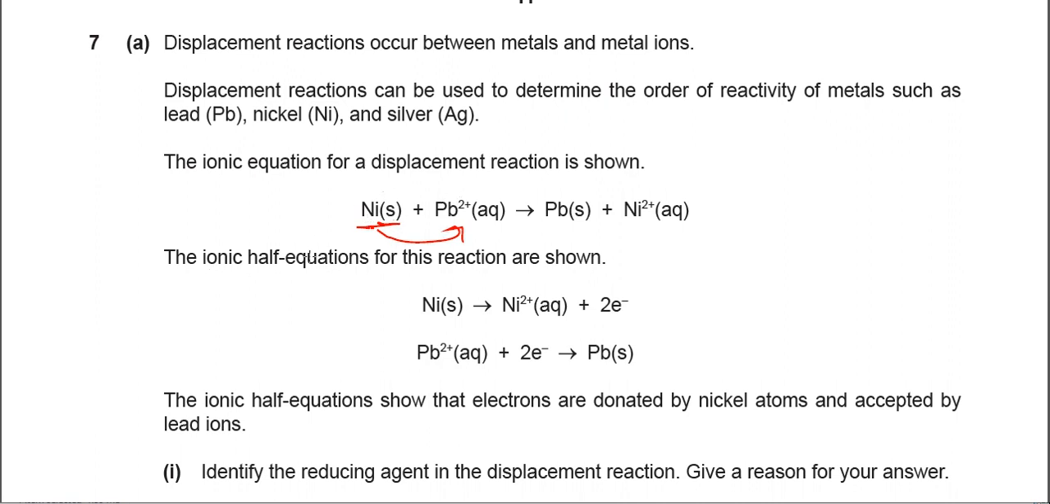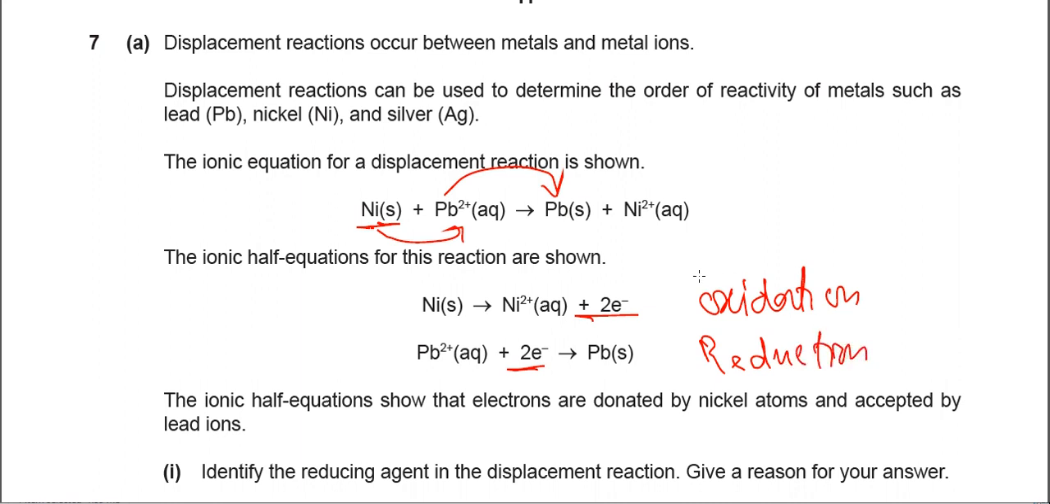Then the ionic half equations are written. Nickel is changing into nickel ion. How? By losing 2 electrons. Lead ions are changing into lead by gaining 2 electrons. So this is oxidation and this is reduction. Whenever both reactions take place in the same reaction, we can name the reaction a redox reaction.